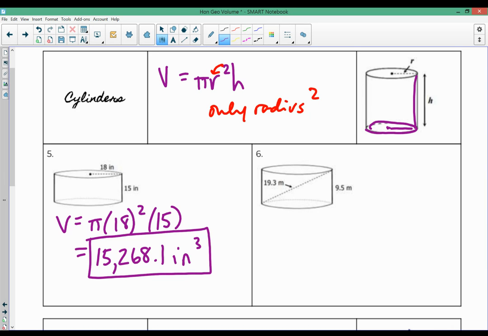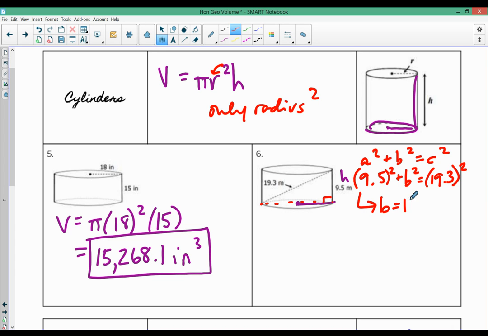All right, and then for this one, it's a little bit different. We have the height. We don't have the radius yet, but we can find that if we can get the diameter from the Pythagorean theorem. So I'll do that first. A squared plus b squared equals c squared. So 9.5 squared plus b squared equals 19.3 squared. So I'll do 19.3 squared minus 9.5 squared, take the square root of that. That tells me that b equals 16.8.